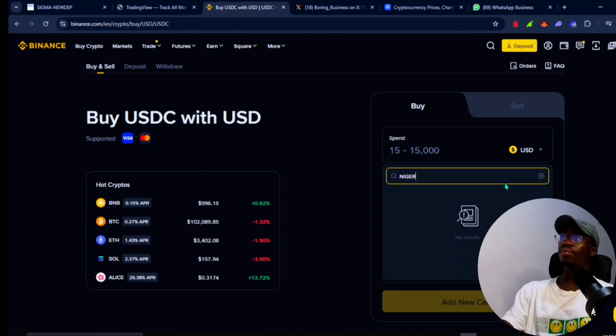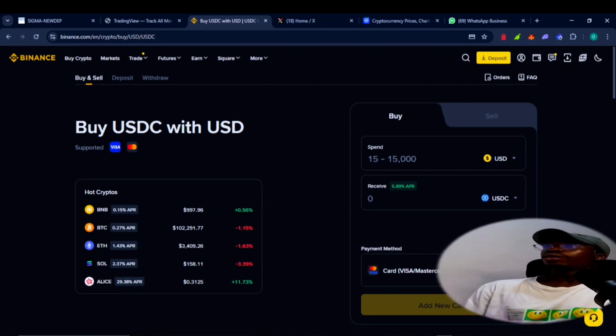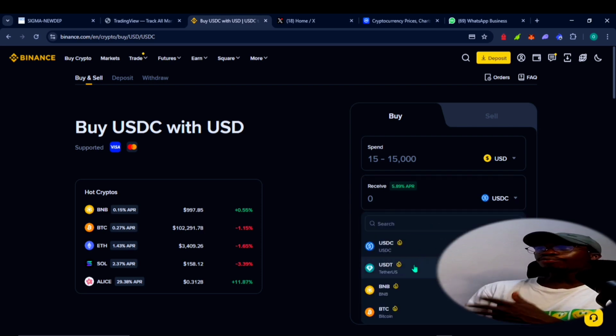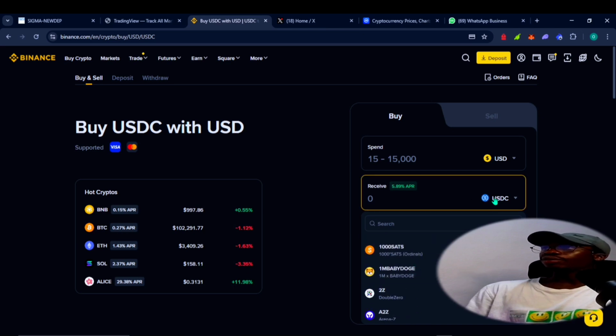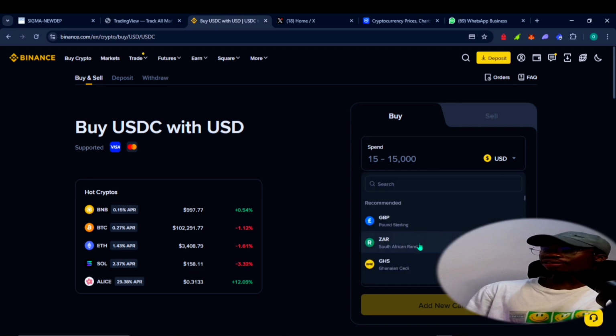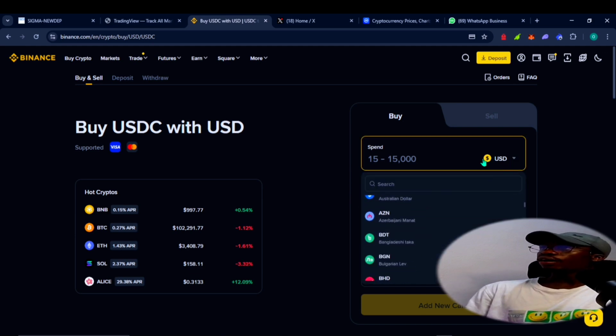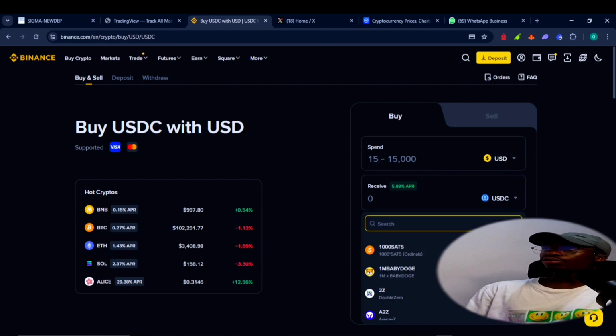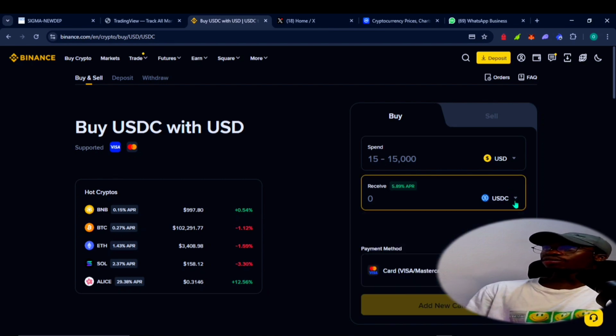I don't think there is. So I can't find the Nigerian naira yet. But whatever country's currency you want to pick from, you can have it here, as long as your country is not restricted. And you can choose between USDT or USDC.